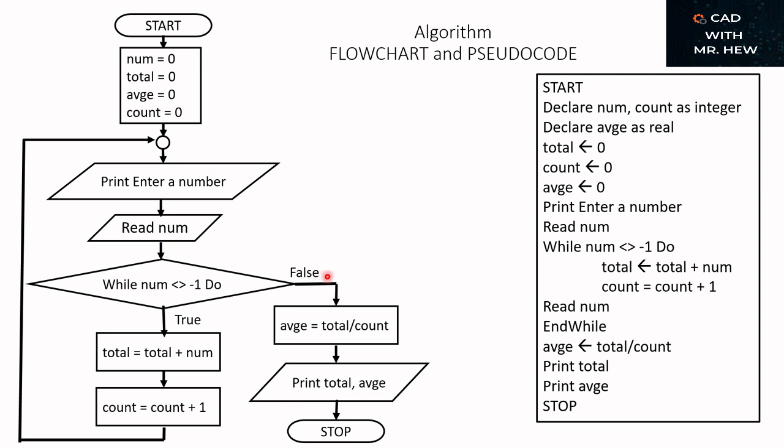And here now we'll come to this side of the flowchart. Here the variable average will be equal to total divided by count. And then the program will print the value that is in the variable total and the value that is in the variable average on the screen, and then the program will stop.